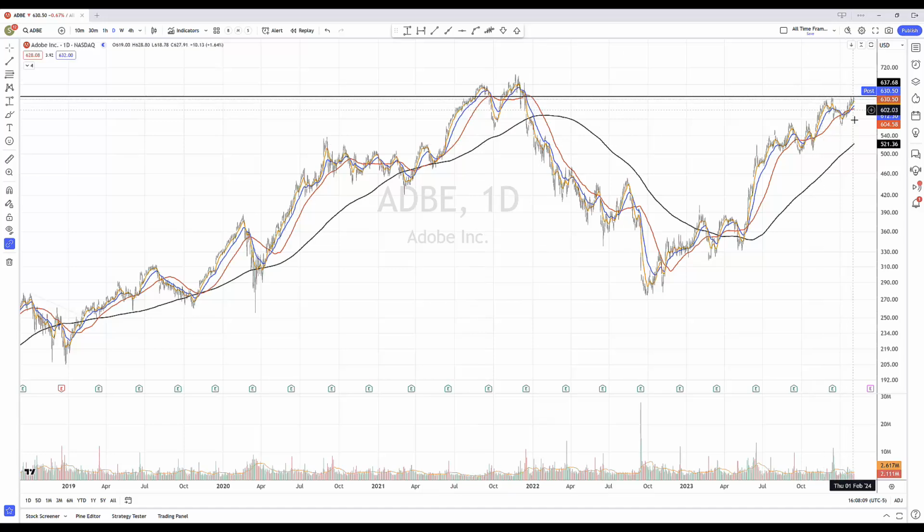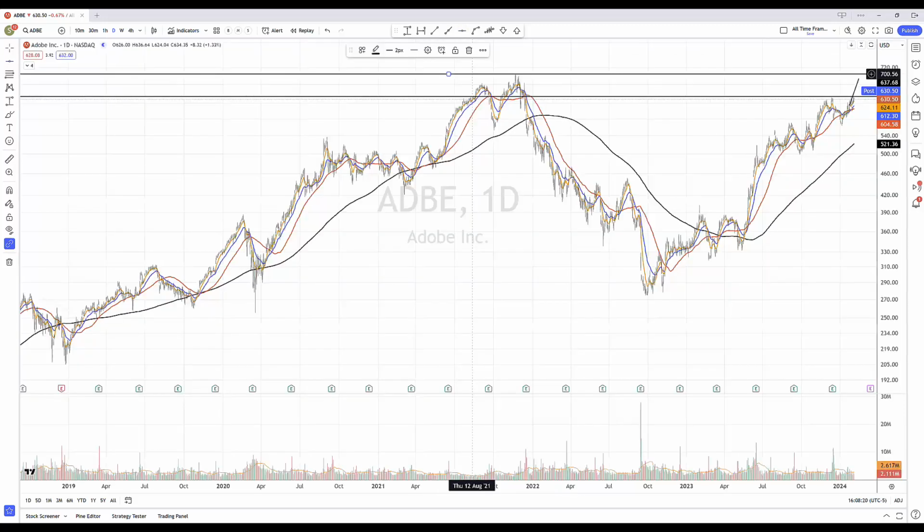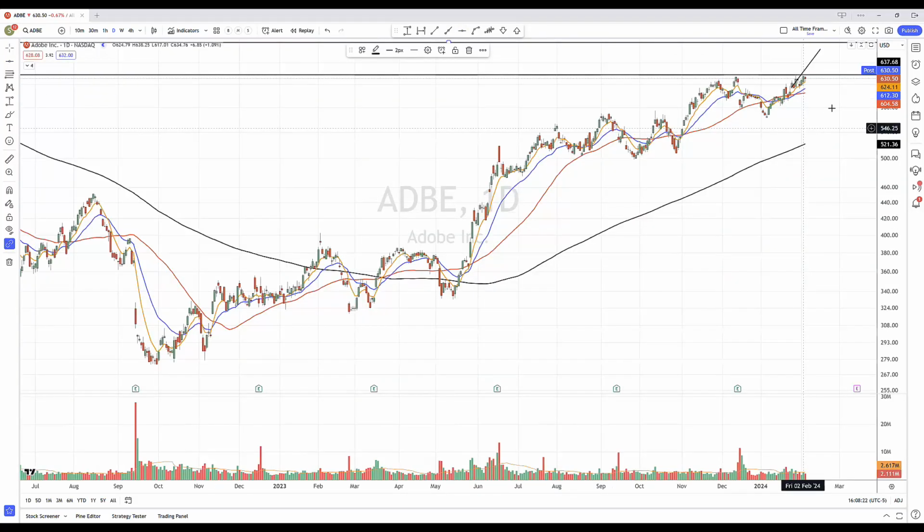So what I want to see from Adobe is a move through that level to the upside this way, coming on higher than average volume for a potential retest of the highs up here at around $700. So that would be just a bit of a swing target here.